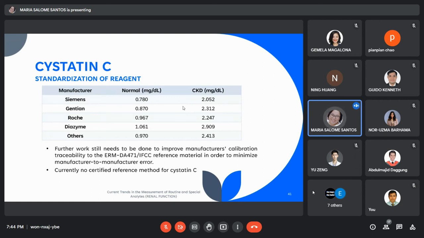So the values here show large variations in the values obtained from different manufacturers using the reference material issued by IFCC. So further work still needs to be done to improve manufacturers' calibration traceability to the ERM DA471 reference material in order to minimize manufacturer to manufacturer error. So currently, there's no certified reference method for cystatin C.